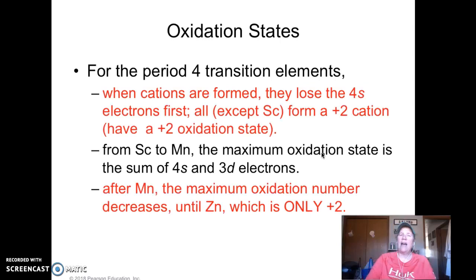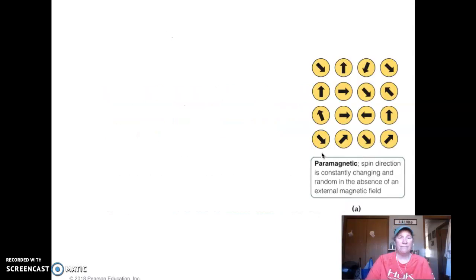Okay. Again, the oxidation states can vary. The period 4 tends to have more. When the cations are formed, they lose their 4s electrons sometimes, except for the very first one, scandium. So they can form a +2 cation. From scandium to manganese, they can jump around again from the S to the D. The only one really in the first row that doesn't change much is zinc, which is at the very end. It's pretty much +2. But the other ones can have +1, +2, +3.